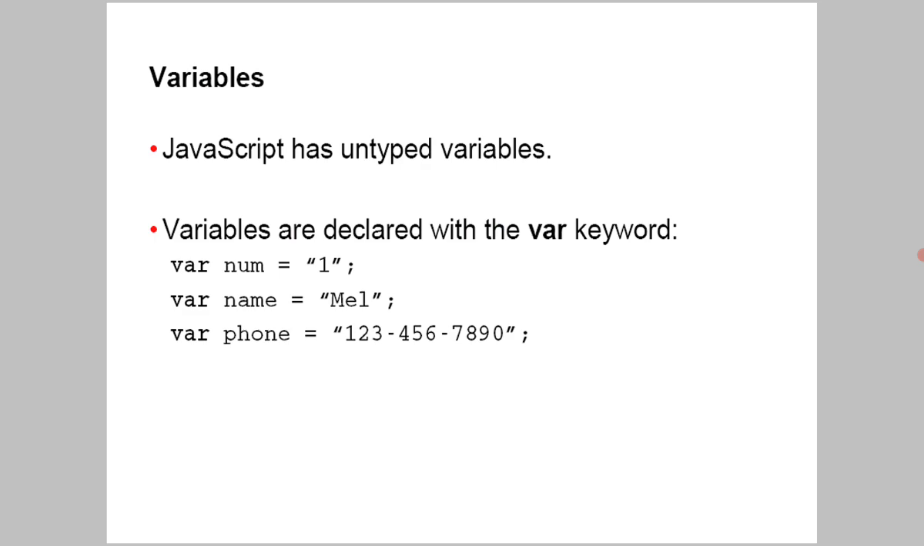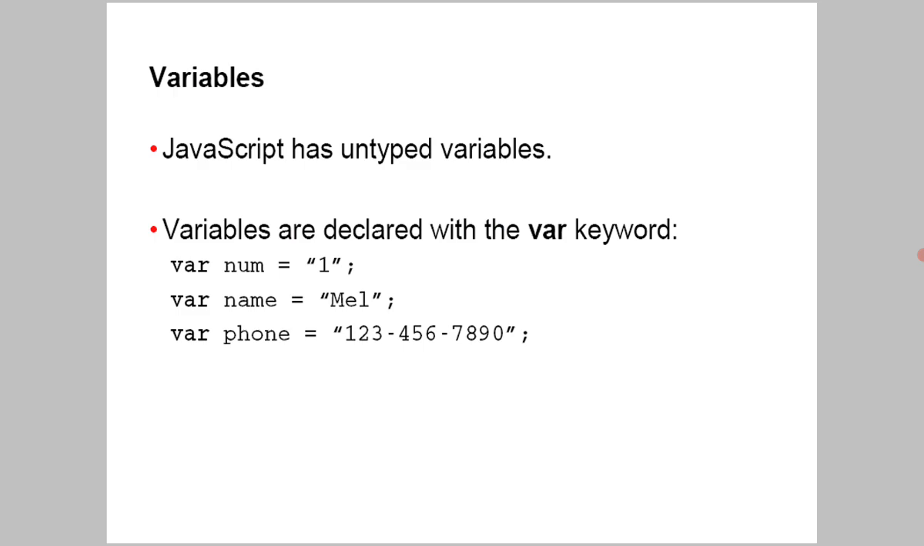JavaScript has untyped variables. There are two types of variables, typed variables and untyped variables. Typed variables means before using any variable in a program, you must define and declare it before it is used. Whereas untyped variables means we may use any type of variable without defining it before.